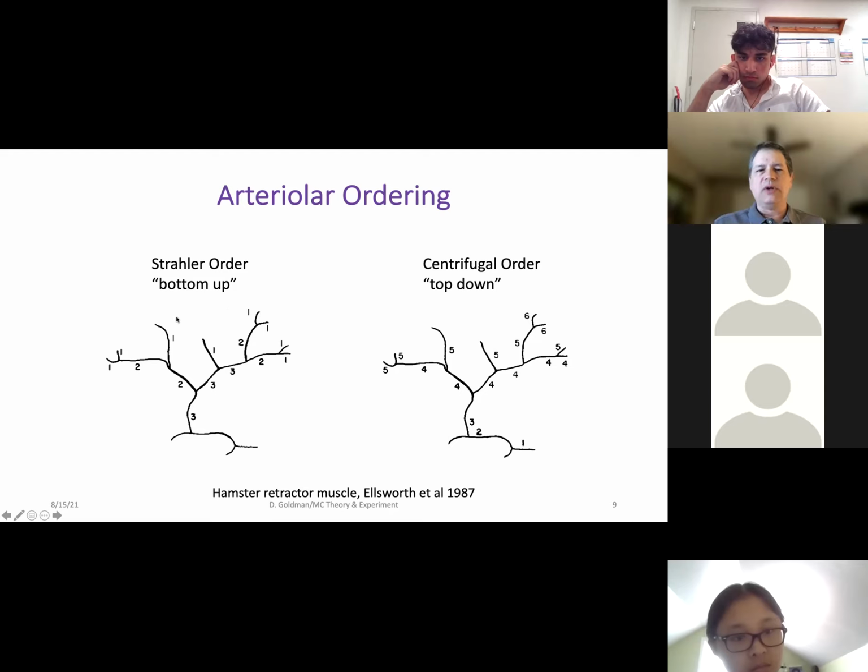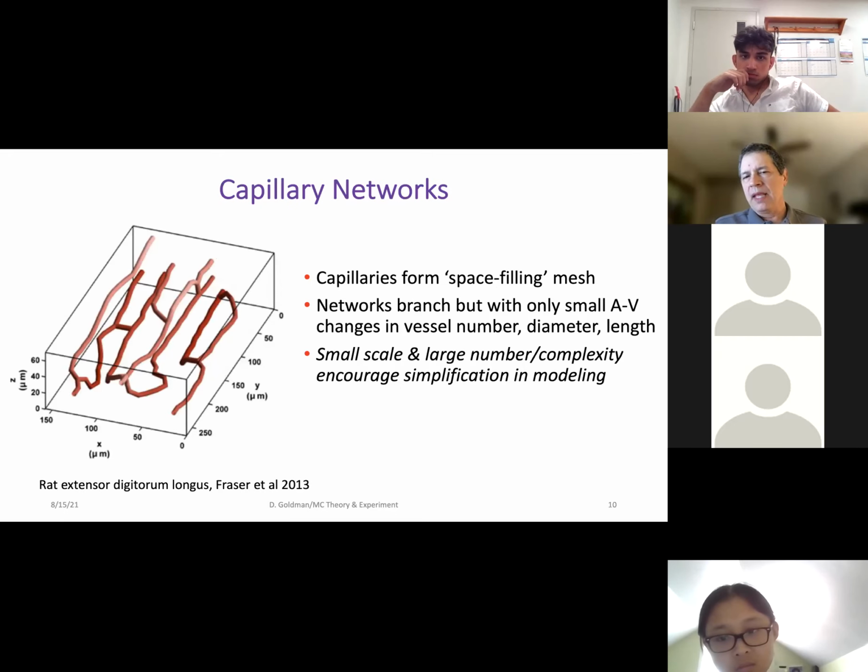Some say the Strahler order is kind of the most logical, but the centrifugal order partially comes from the fact that if you start at large arterioles and look down the network, if you can't get to capillaries, you don't really know where the ones are. And so you just have to decide how far you want to go and some way of labeling the different orders going down the tree. Okay. And so now we can talk about capillary networks.